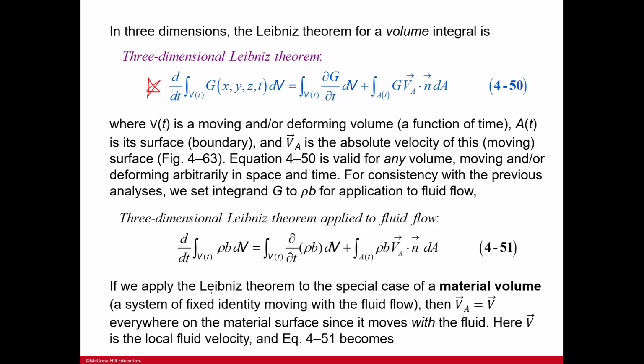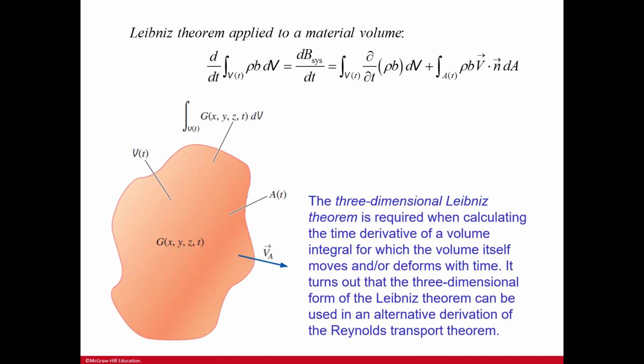And so here, if we apply the Leibniz theorem to special cases of a material volume, a system of fixed identity moving with a flow, everywhere on the material surface, since it moves with the fluid, V is the local fluid velocity. From that you get this formula for the material volume, if you wanted to know how this was discovered and manipulated. Here it is seen in three dimensions with that control volume as well.